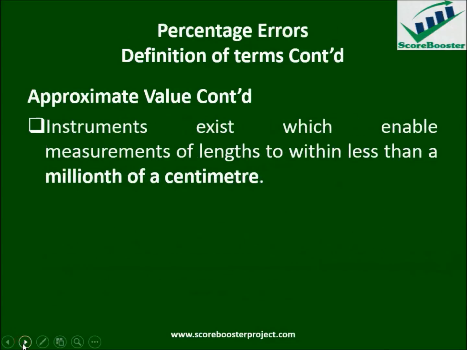So the last reason is instruments exist which enable measurements of lengths to within less than a millionth of a centimeter. So as you can see here, there are instruments which could measure length up to a millionth of a centimeter. So this shows that the more sophisticated your equipment is, the more precise, which means the closer to the exact value your measurement will be. So that is all about approximate value.